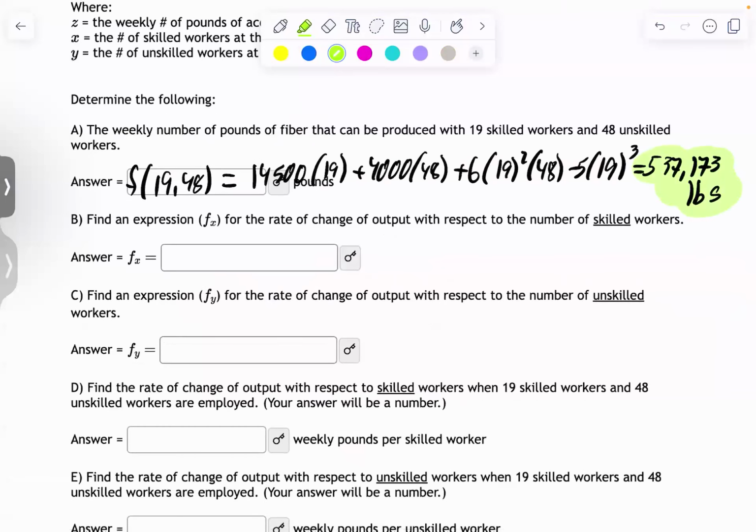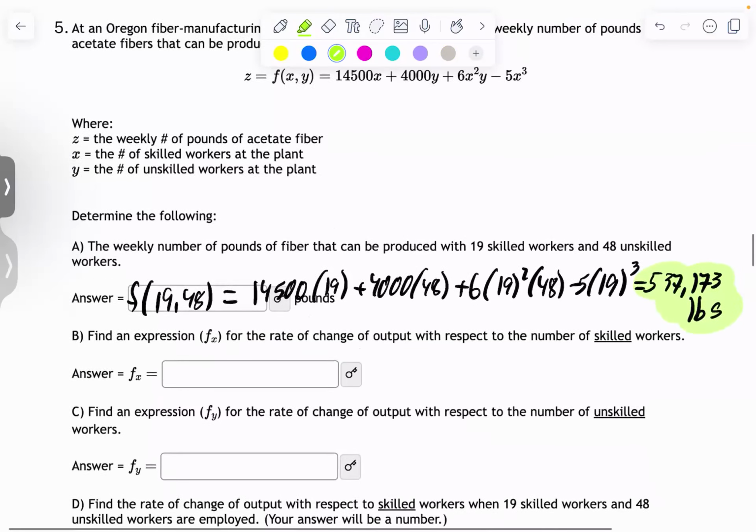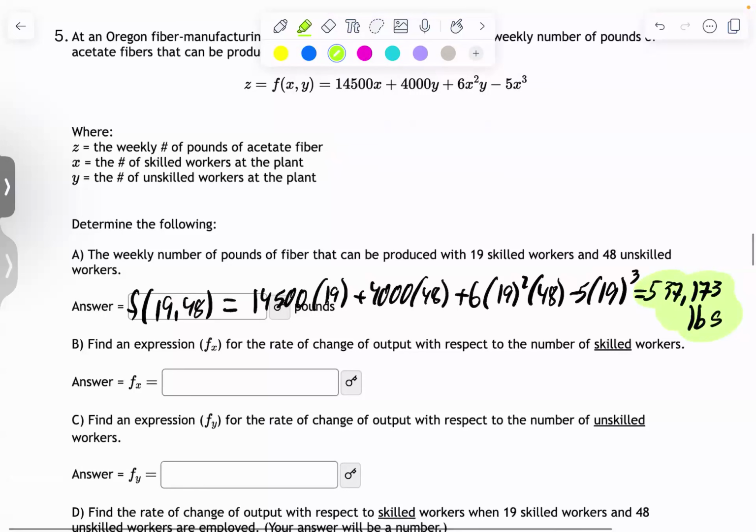Find an expression f sub x, meaning the partial derivative of f with respect to x, for the rate of change of output for skilled workers. Okay, so we're going to take the derivative of the function with respect to x only. That's going to be 14,500. The 4,000y goes away, it's gone completely, plus 12xy minus 15x squared.